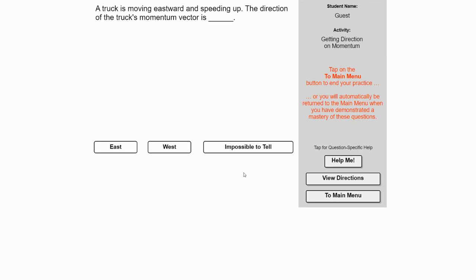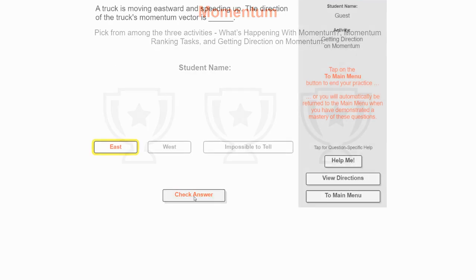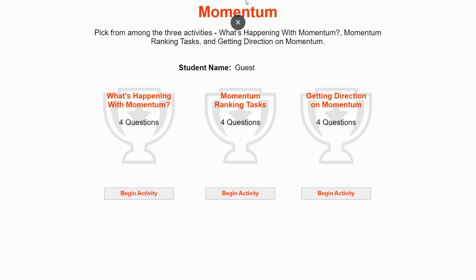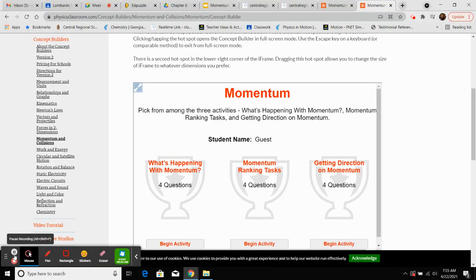Moving eastward, speeding up. So what is the direction of the momentum vector? East. All right, good stuff, good stuff.